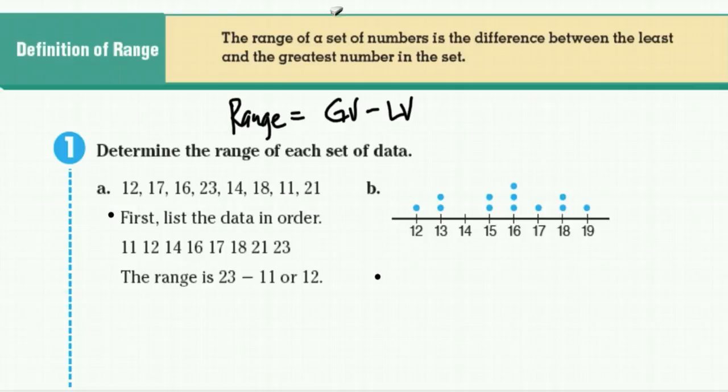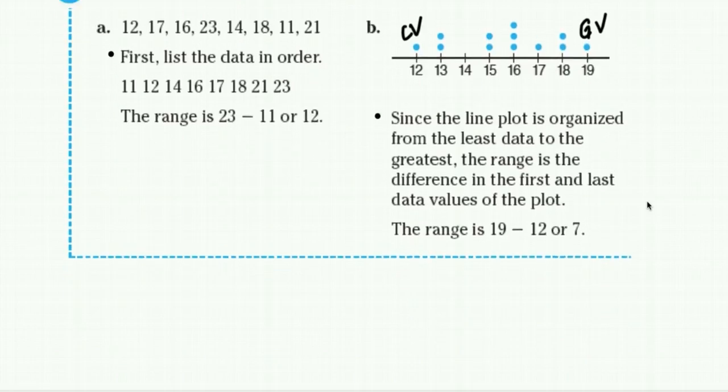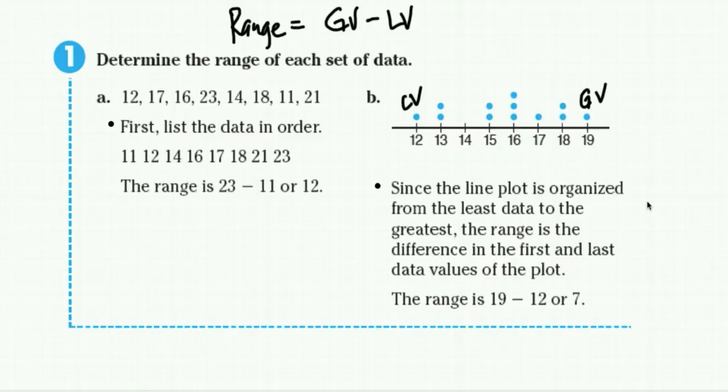In letter B, you have a line plot. In our line plot, again, we find our greatest value and least value. We know that our greatest value is 19, and our least value is 12. To find the range of this set of data, all we need to do is get our greatest value and deduct the least value, which will give us 7. So the range of our line plot is 7.